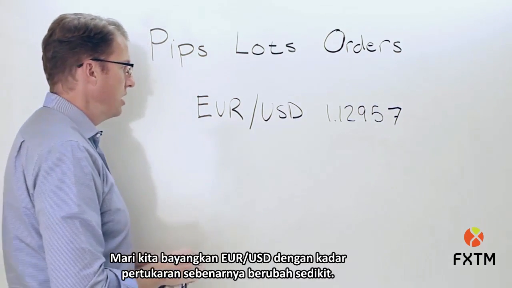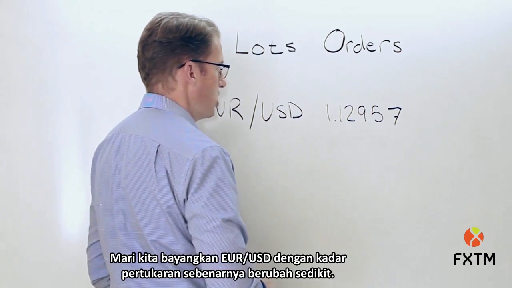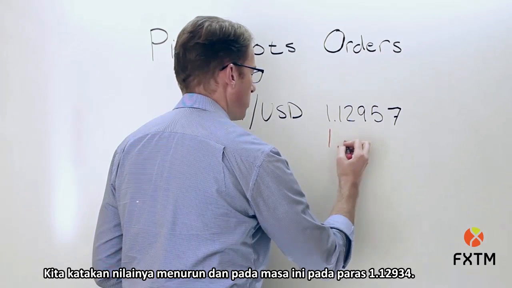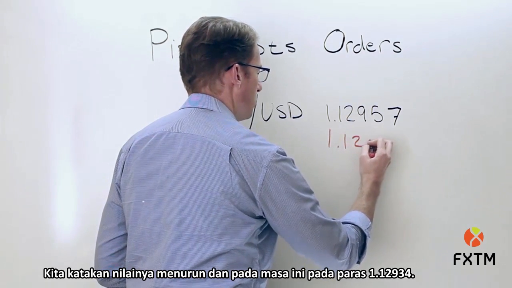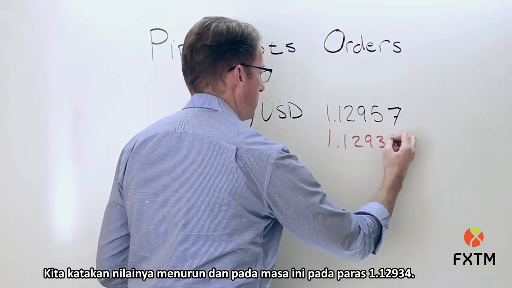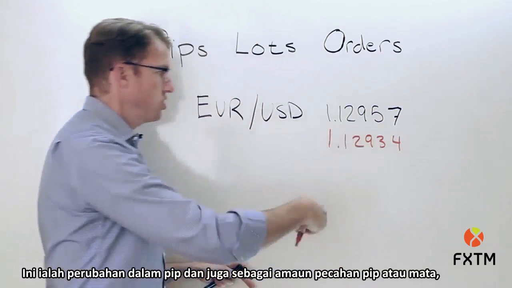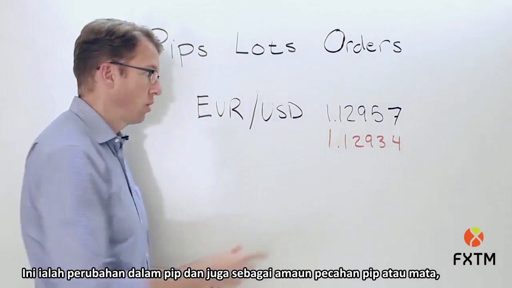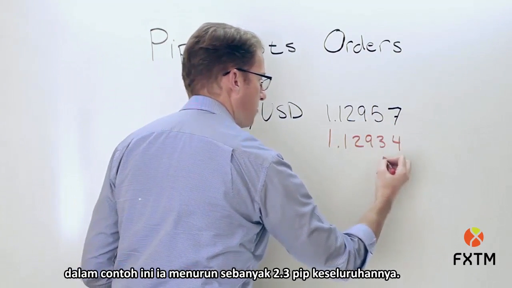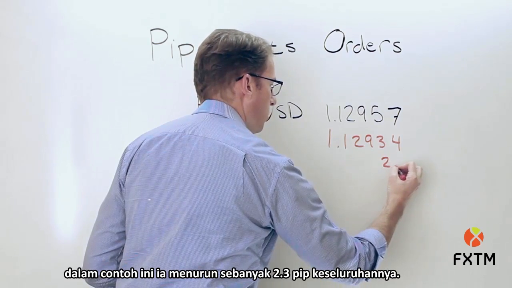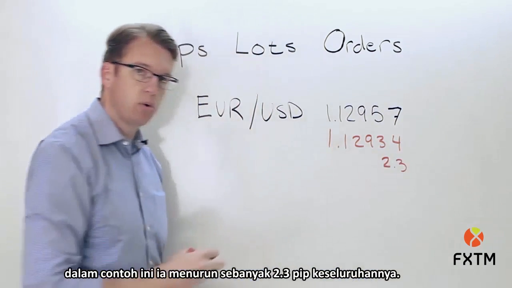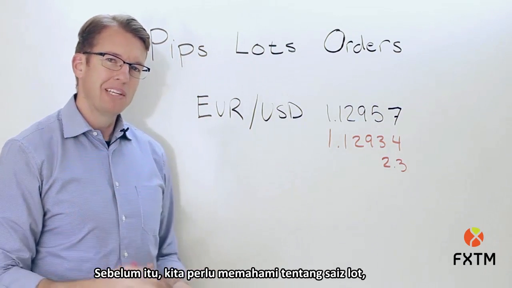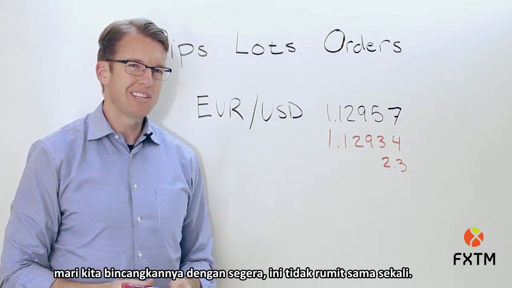So let's imagine that the euro to the US dollar, that the exchange rate actually changes a little bit. We'll say that it drops in value and is currently 1.1294. So this is a change both in pips as well as a fractional amount of pips or points. So in this case, it's actually fallen by 2.3 pips in total. Now, how much is that worth? Well, before we get into that, we really need to understand lot sizes. So let's discuss that really quick.